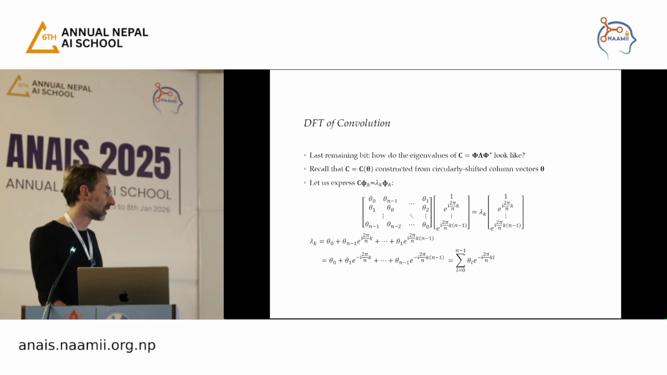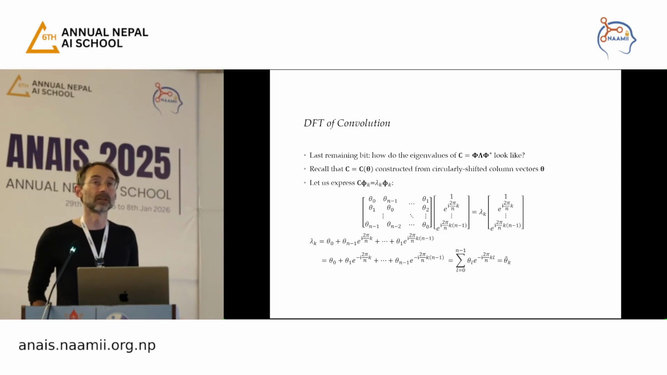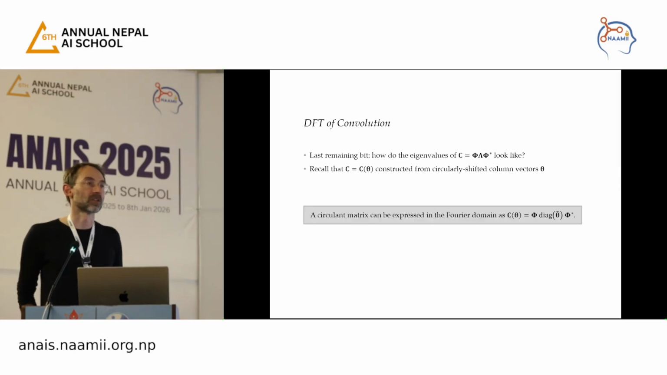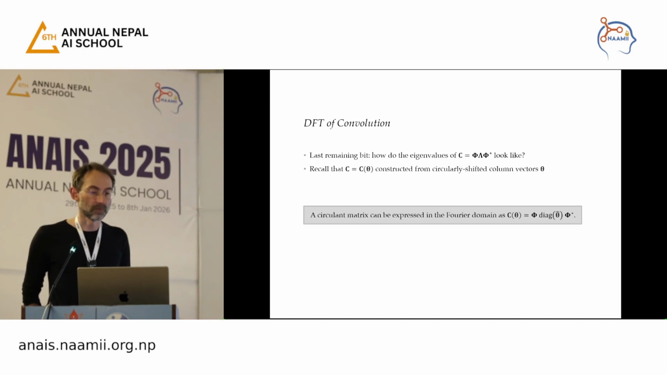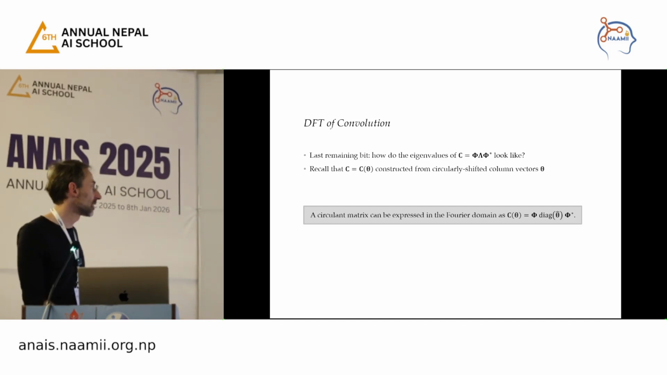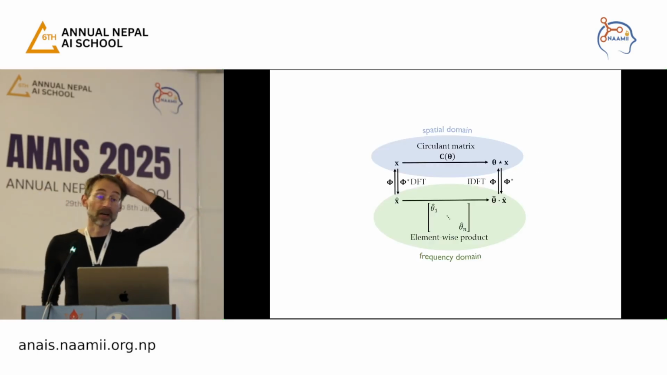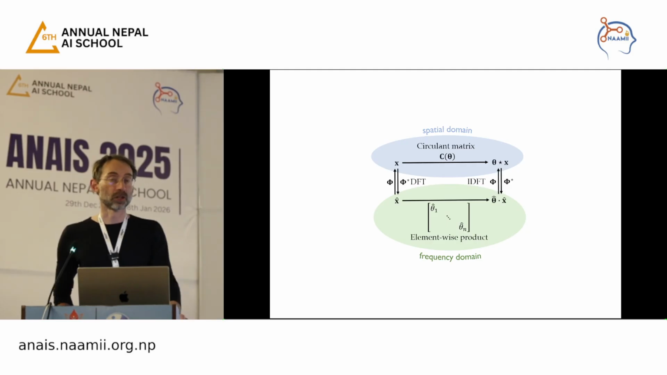Now, what is written here? It's just the Fourier transform of theta. So basically the eigenvalues are the Fourier transform of this vector theta. So the circulant matrix looks like this: it's phi, the diagonal matrix of the Fourier transform of theta, phi star. And this gives this duality between the convolution in the spatial domain and the multiplication in the frequency domain.